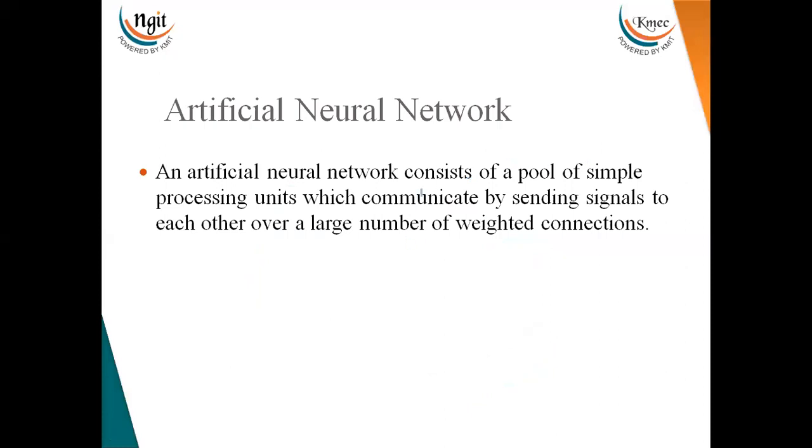So what is the definition of an artificial neural network? It is a pool of simple processing units. What are these simple processing units? Our neurons, means perceptrons. They are arranged in layers and they send signals to each other. And how are they connected? Using weighted connections. So this definition indicates the architecture of an artificial neural network.